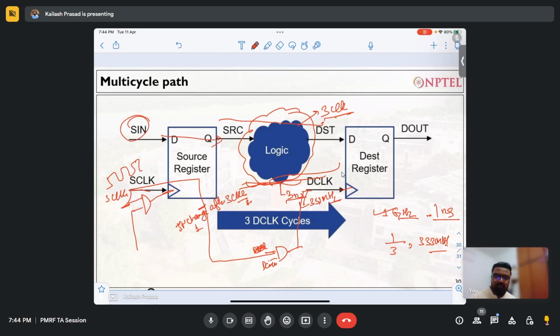Yes. Actually, my outer world clock has the same frequency, 1 gigahertz, but the speed of operation is reduced by one third. That is, for my circuit, the speed of operation is 333 megahertz. Exactly. Okay, understood.